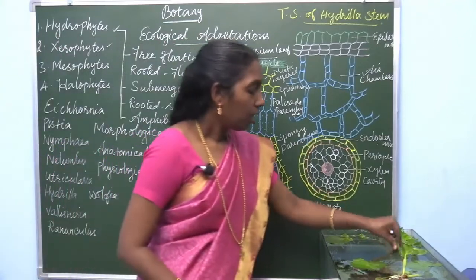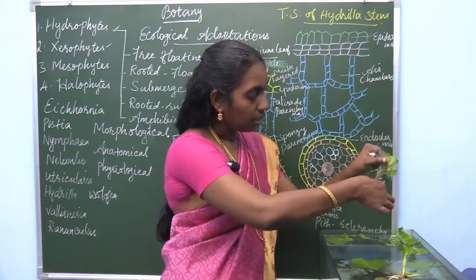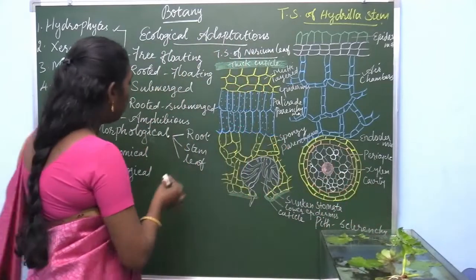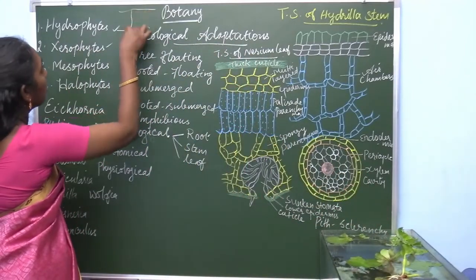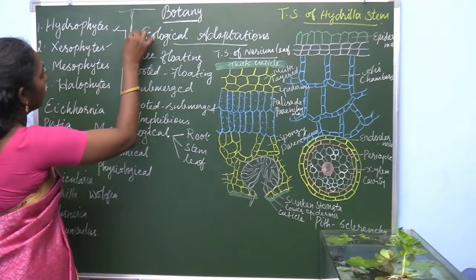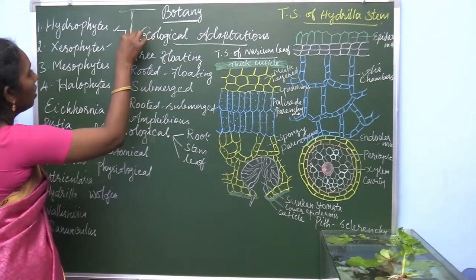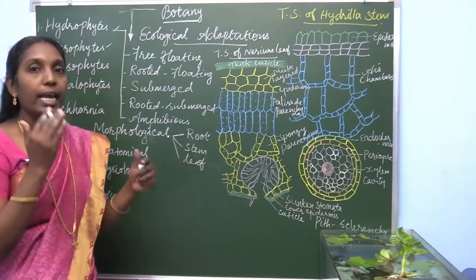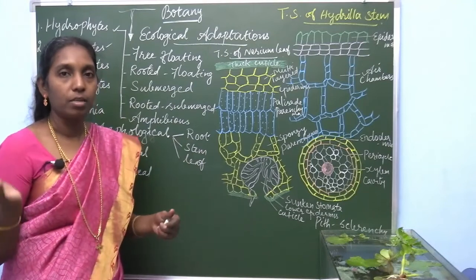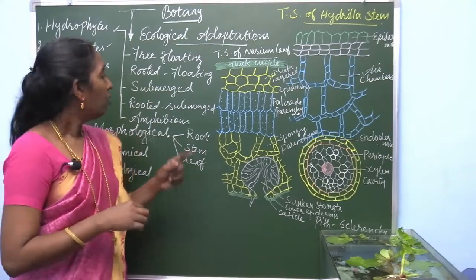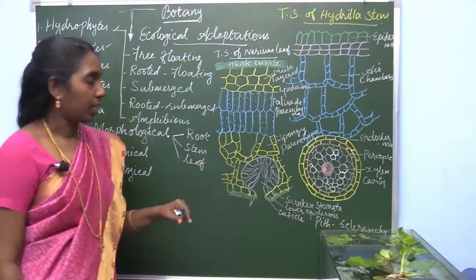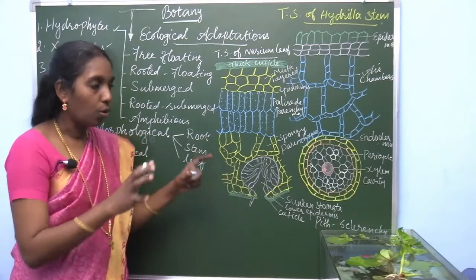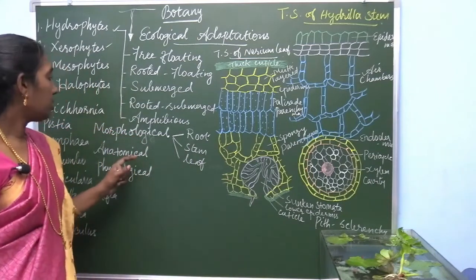And in the root there is a specific character: the root cap is replaced by a root pocket. This is the root pocket. In hydrophytes the root cap is replaced, whereas in mesophytic plants the root cap is present. The stem is long, slender, or stolon stems are seen in these plants.